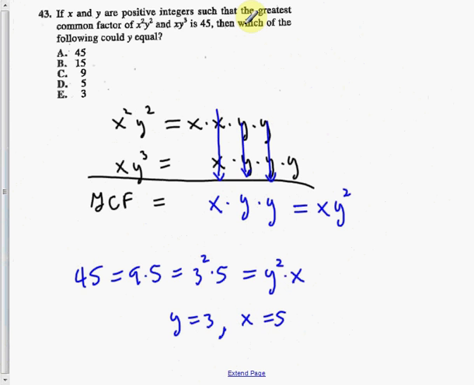So here it says, and then which of the following could y equal? The 3. You see that? Okay.